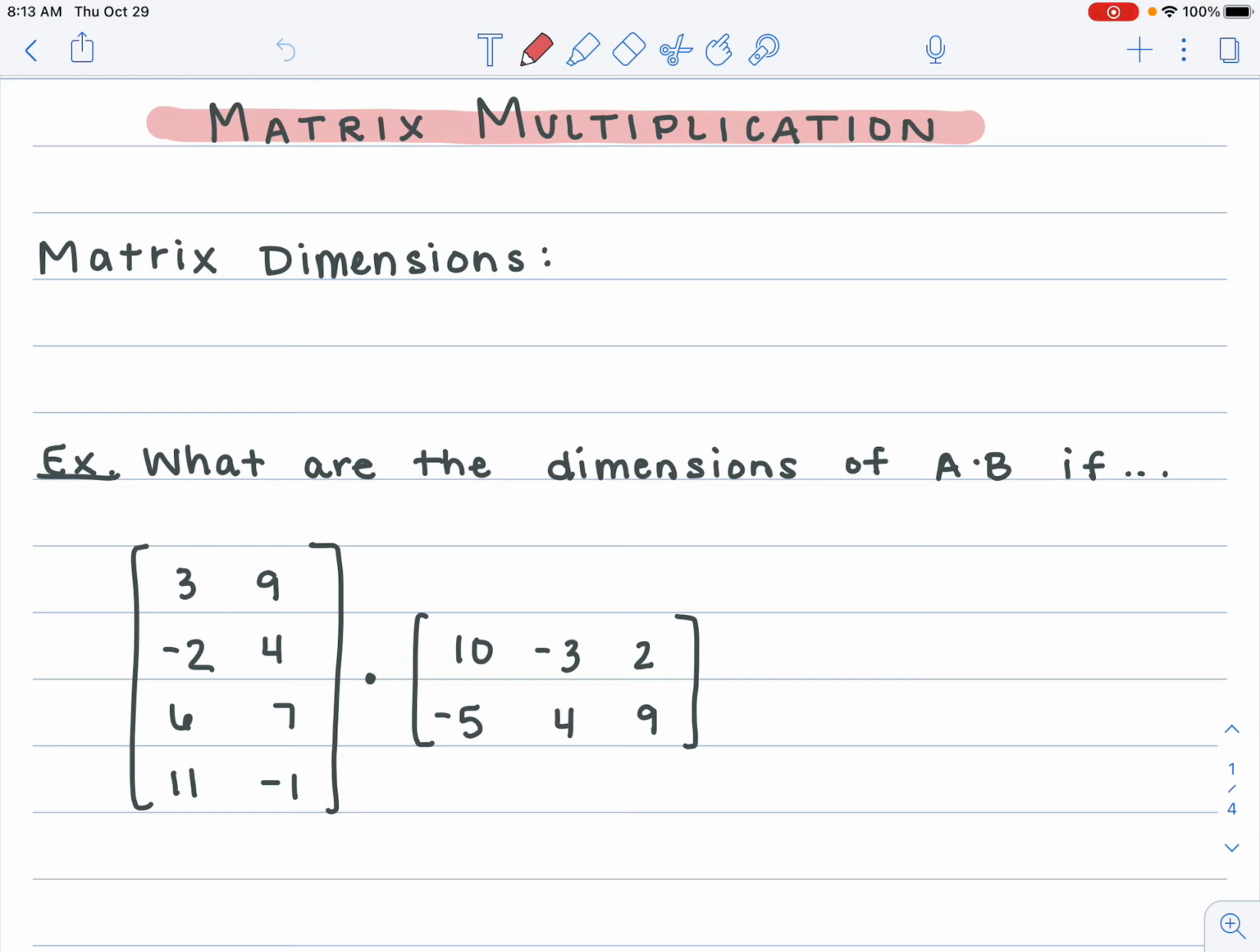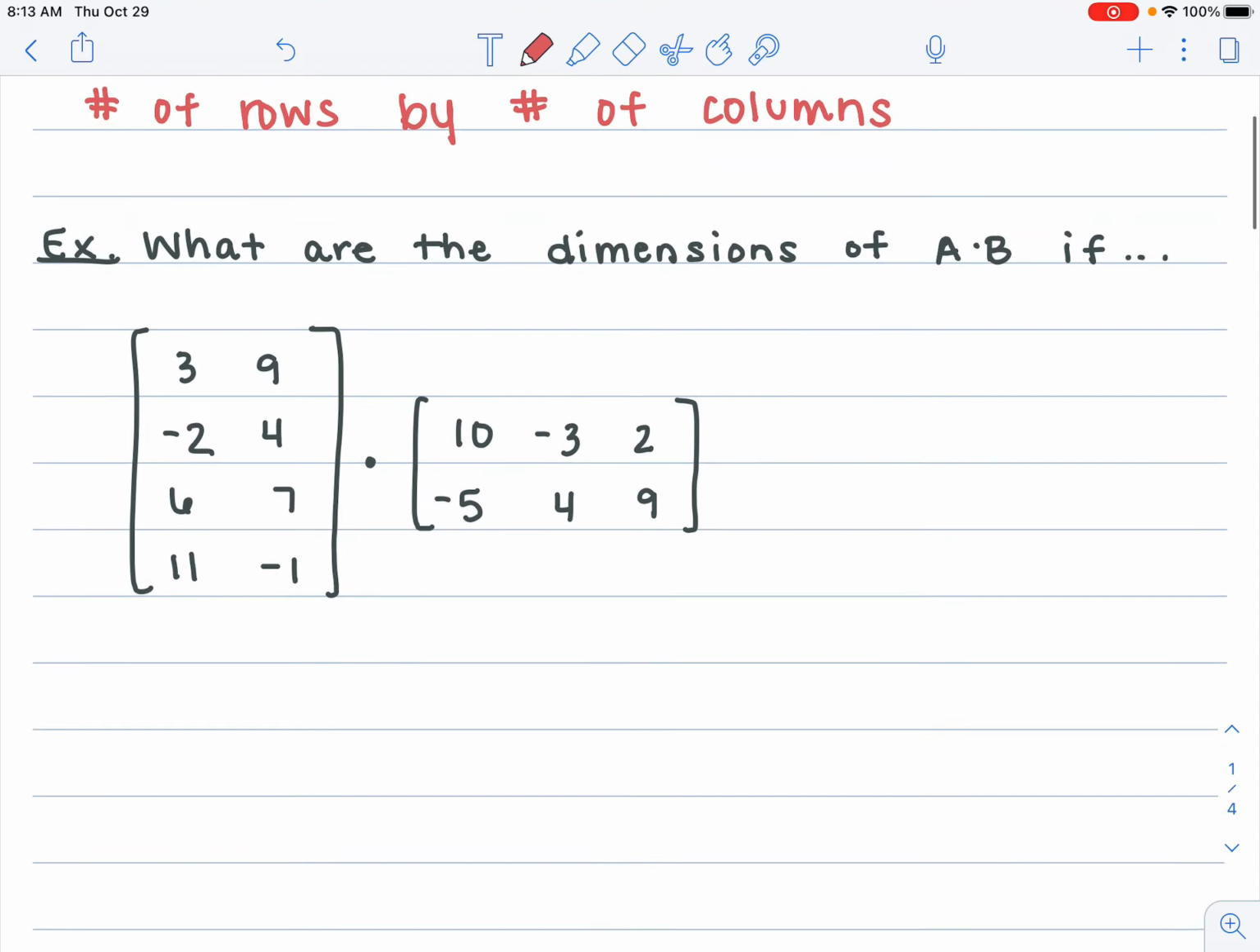So the first thing I want to discuss here is matrix dimensions. You've learned about the matrix dimensions, and the dimensions are always the number of rows by the number of columns. So your first step today in all these problems is to figure out what the dimensions of each matrix are to start off with. So here's our first example.